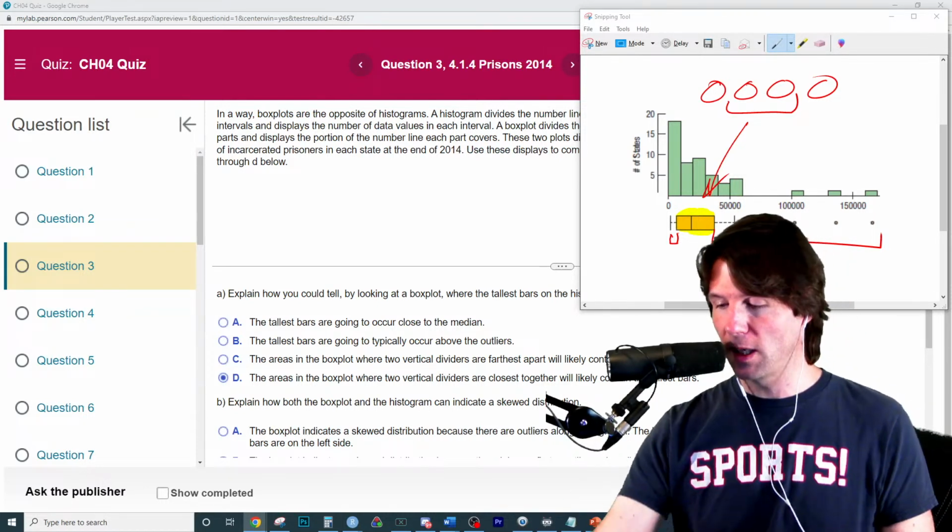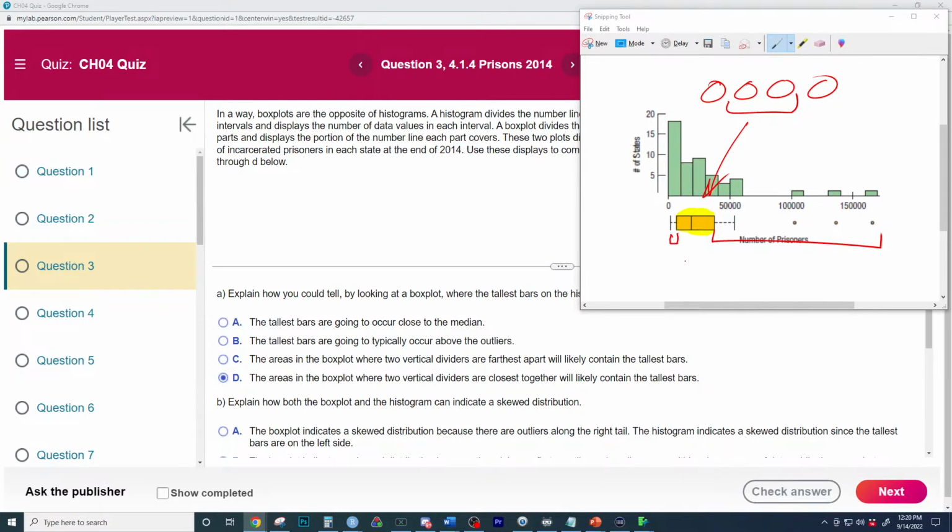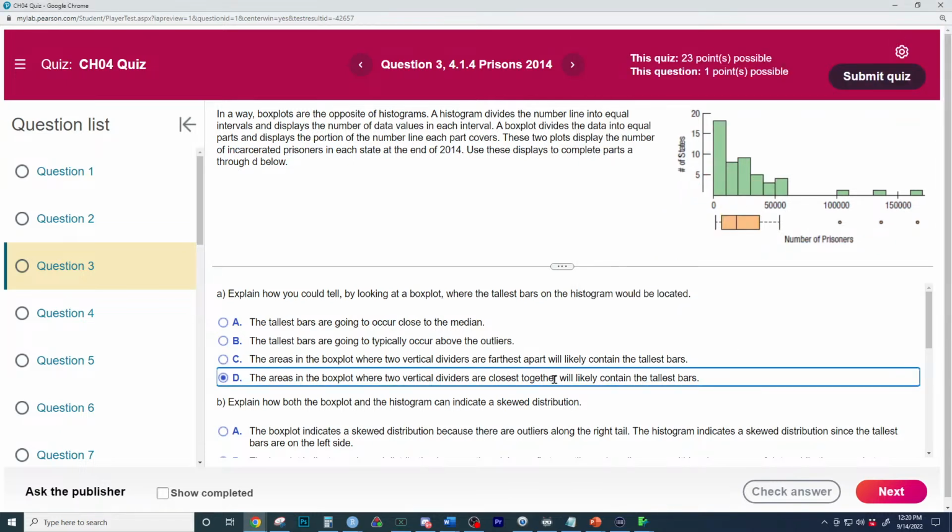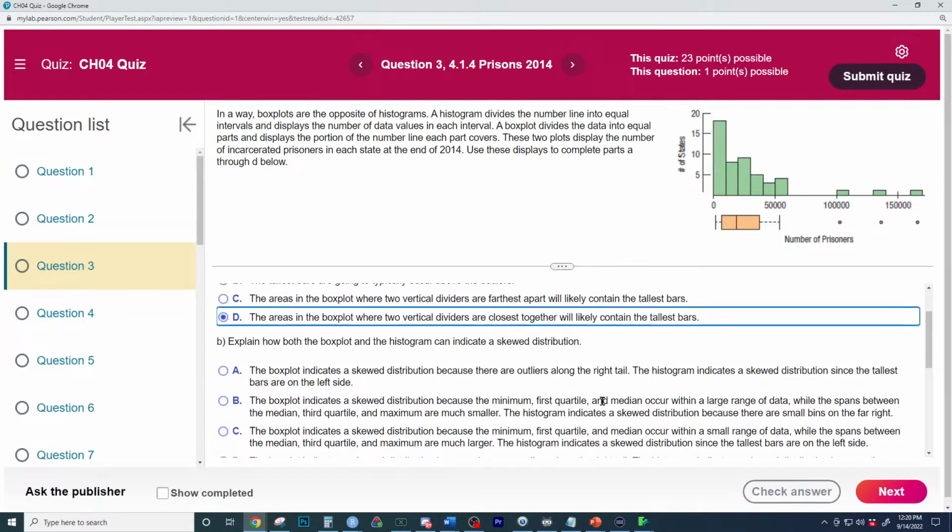Keep answering questions, keep practicing, and remember the box contains the middle 50%. So this down here is the bottom 25%. That's the bottom 25%, and this is the top 25%. And the bottom 25% is a lot more compact. So the area in the box plot where the two vertical lines are the closest together will likely contain the tallest bars, and it's talking about that right there, and that is true.